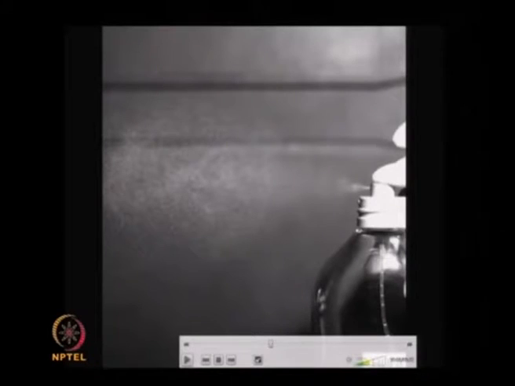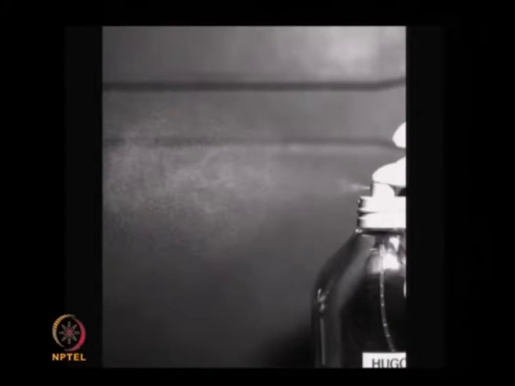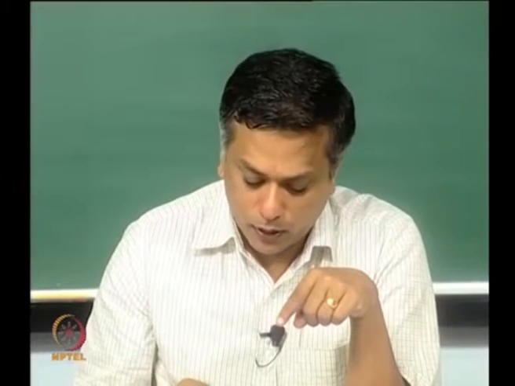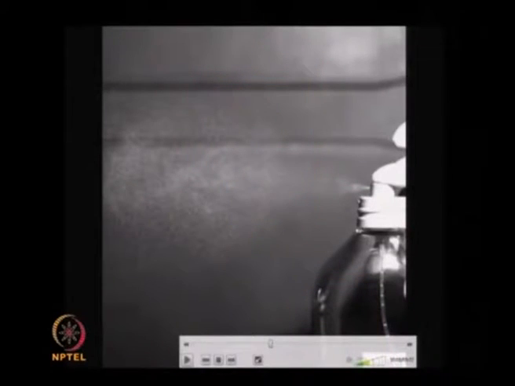Another example is right here. You can see that there is a little inverted V like structure with the tip of the V pointing away from the nozzle. These are classical so called inverted chevron structures that you will see in most sprays, and we will come back to look at the origin of one of these structures later on. But the point to note here is that in a simple video we are able to make some sense of a lot of these parameters.